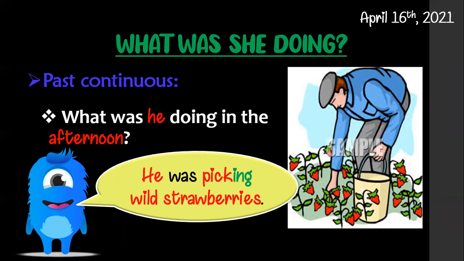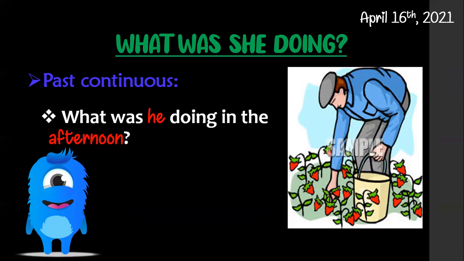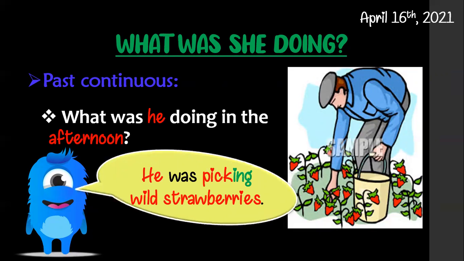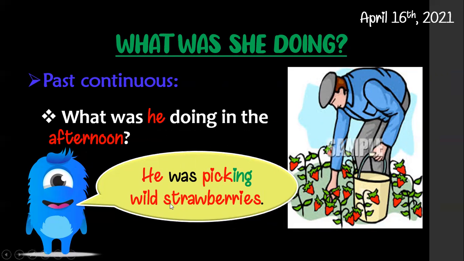Many of you today in class have already mentioned all the expressions that we learned on Monday. Like, for example, explore a cave. Like, for example, find animal tracks. Like, for example, pick wild strawberries. But I need you to pay close attention here in this answer. Here it says, he was picking wild strawberries.